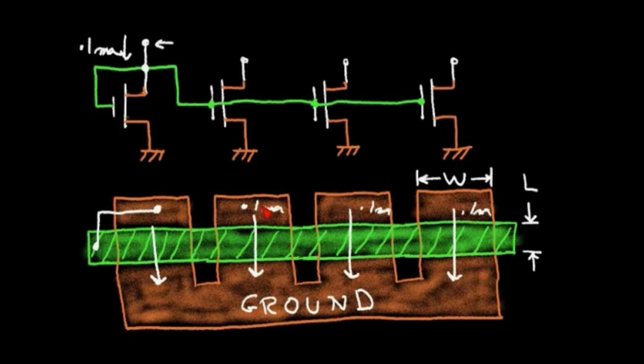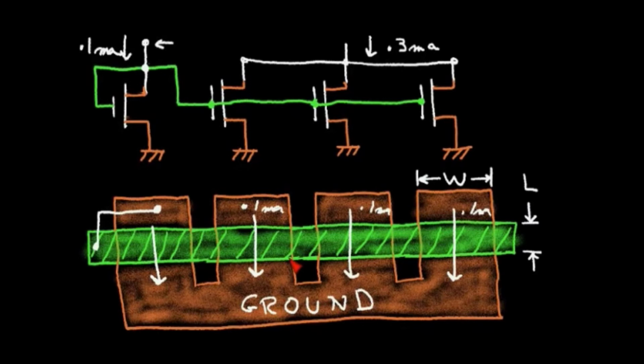Now if I wanted to make a current source that was 0.2 milliamps, I could just short these drains together and I would have a current source of 0.2 milliamps. Now if I wanted to have a current source of 0.3 milliamps, I could short this other drain, and now I've created a current source that has 0.3 milliamps. So you can see how the geometry relates to the current flow in these current source transistors.